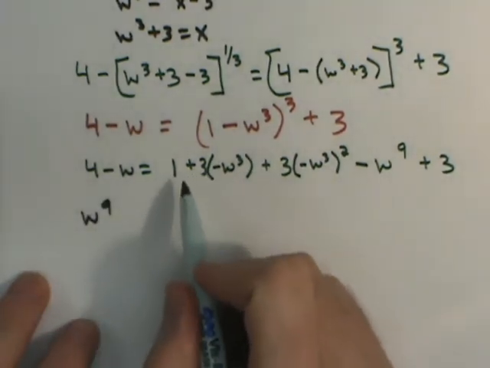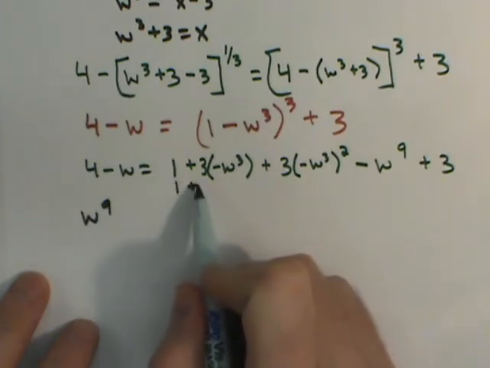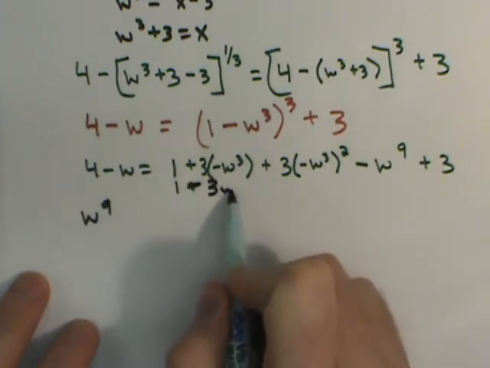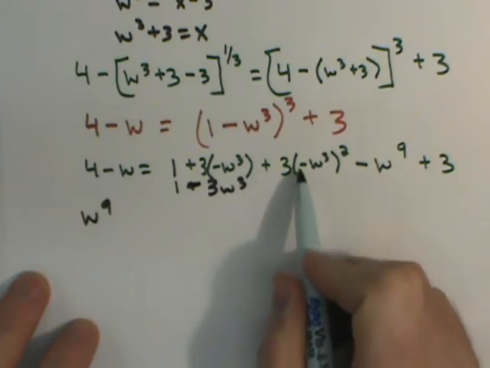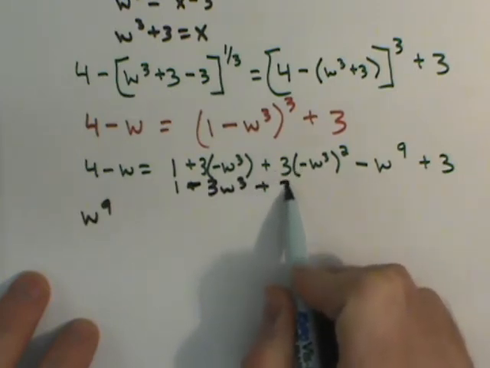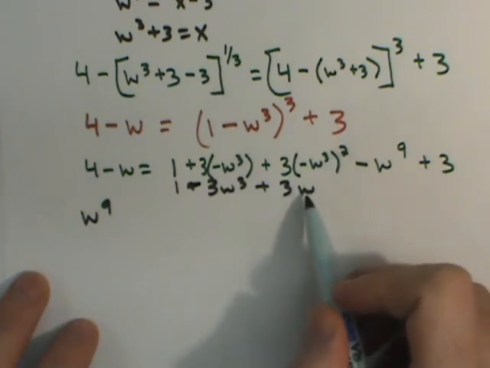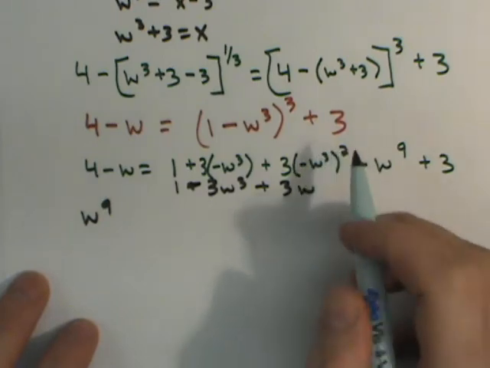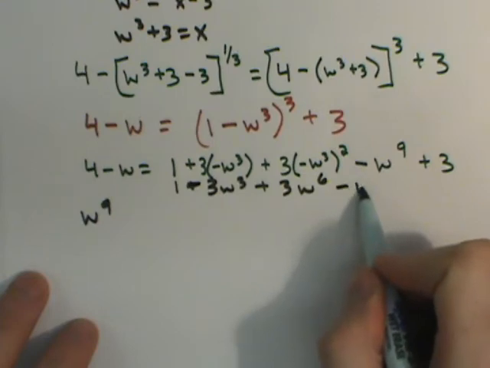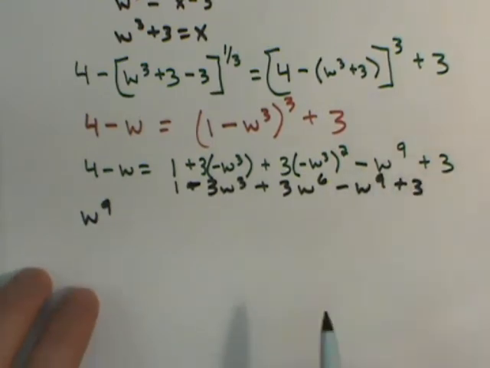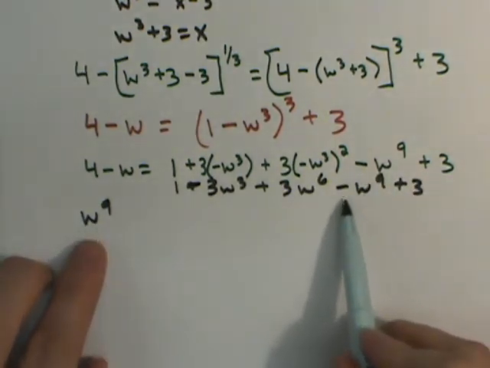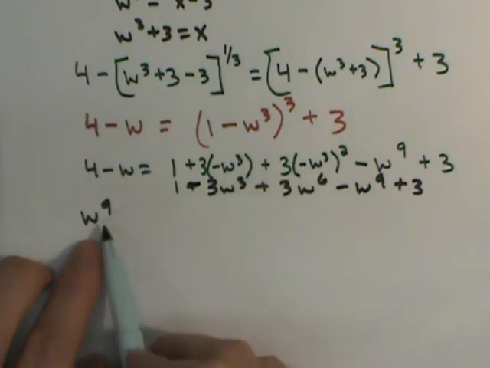I guess I should say what these are going to be. This would be 1 plus minus 3w cubed plus 3w to the 6th, because negative w cubed squared becomes positive, and then the 3 times 2 is 6, minus w to the 9th plus 3. So, once again, I'm taking this over. This comes over as w to the 9th.